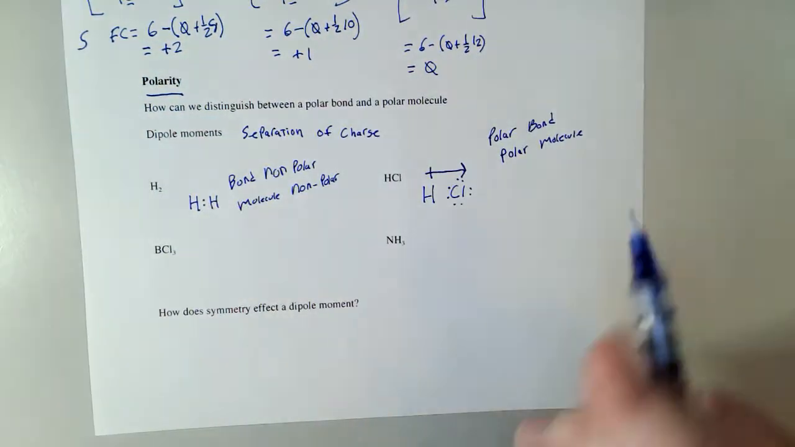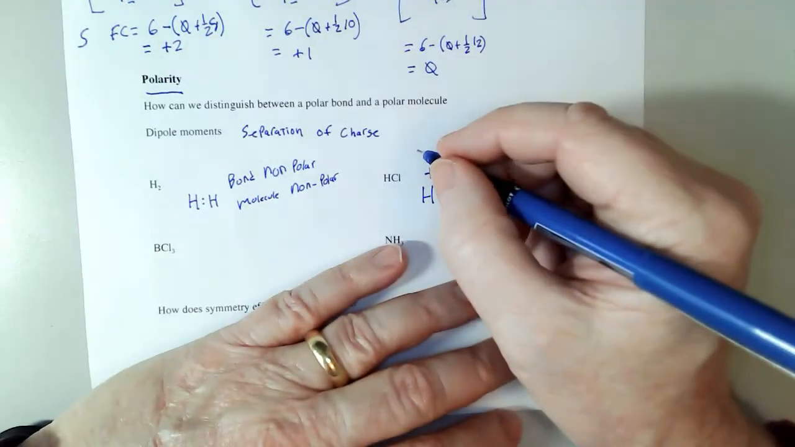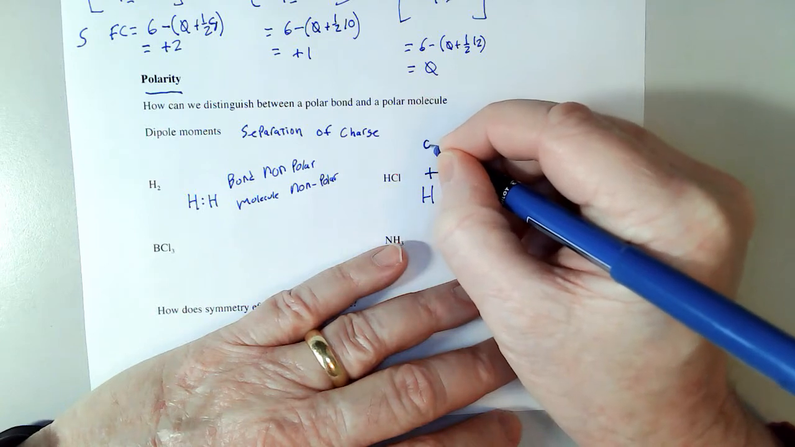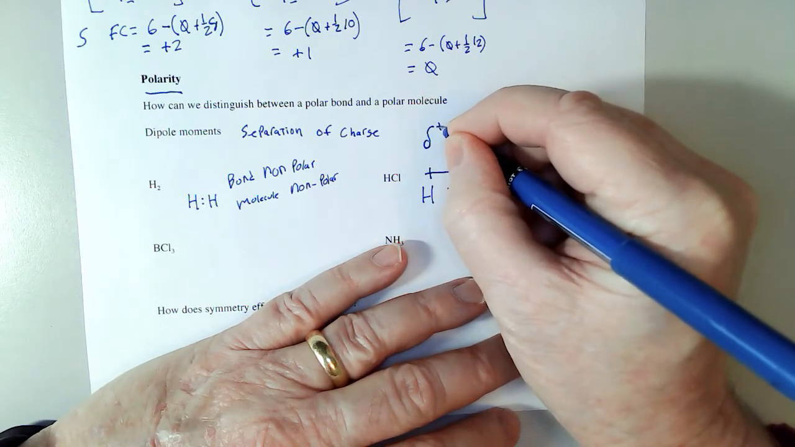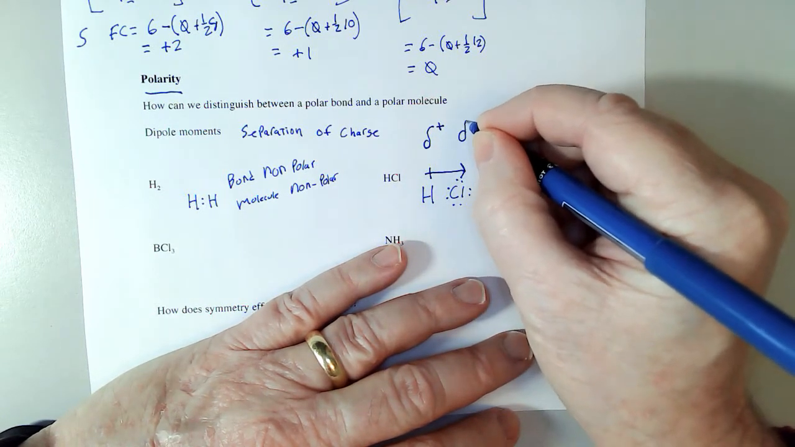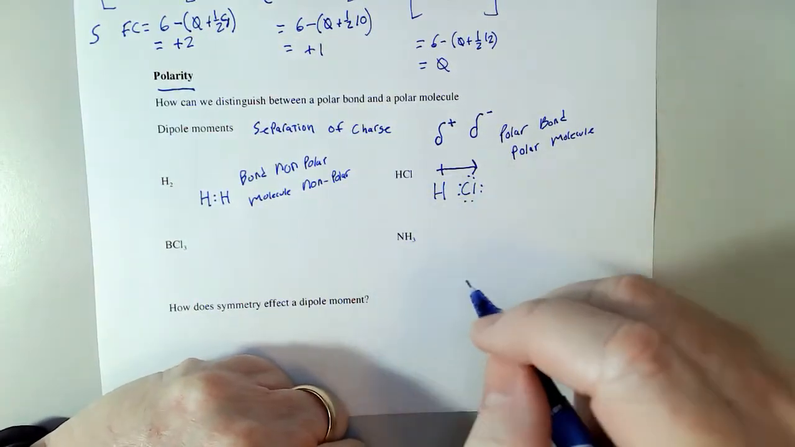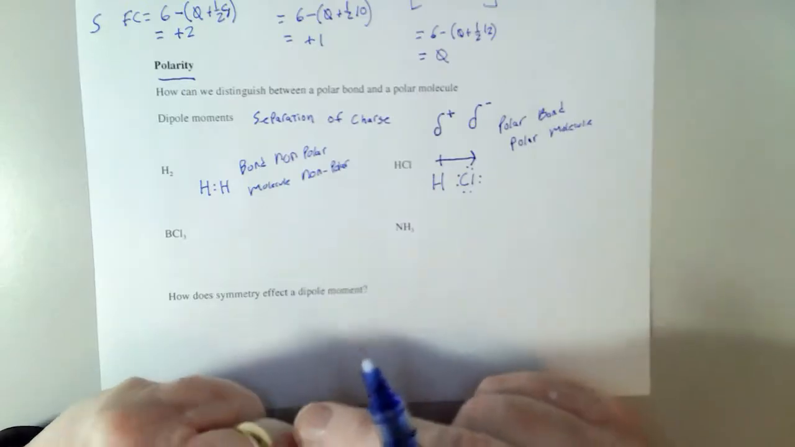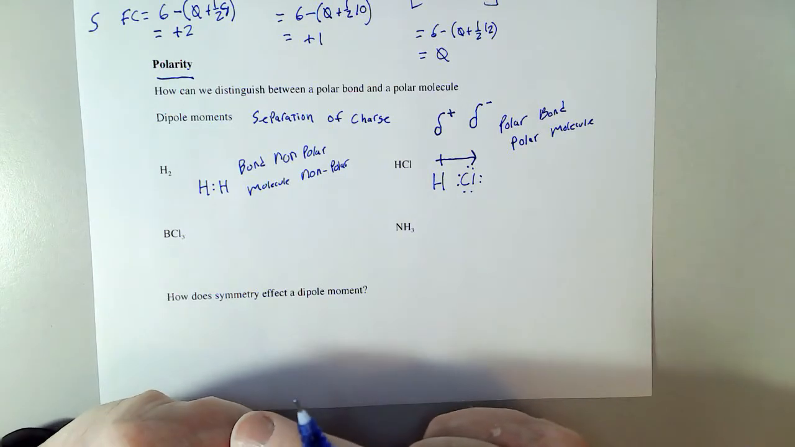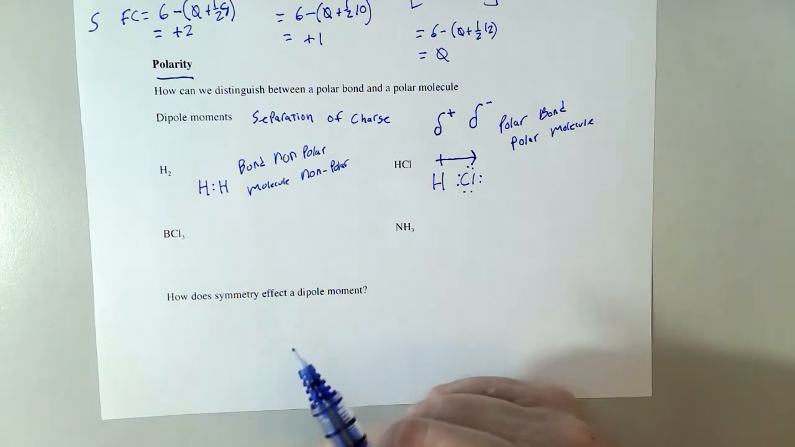Now, biology books and very old chemistry teachers tended to draw a delta plus, delta minus, instead of using this arrow notation. But this arrow notation has been standard since before I was in school, so we're going to keep using it.